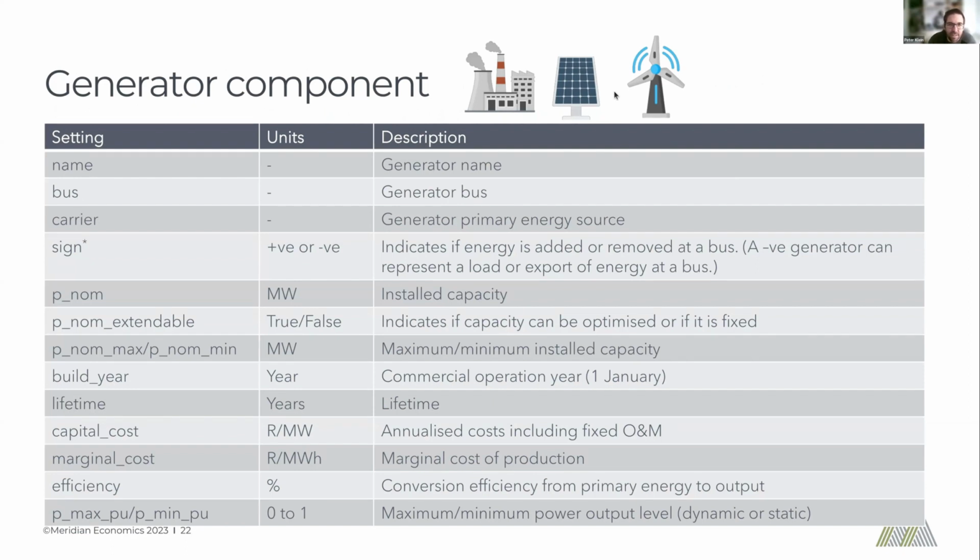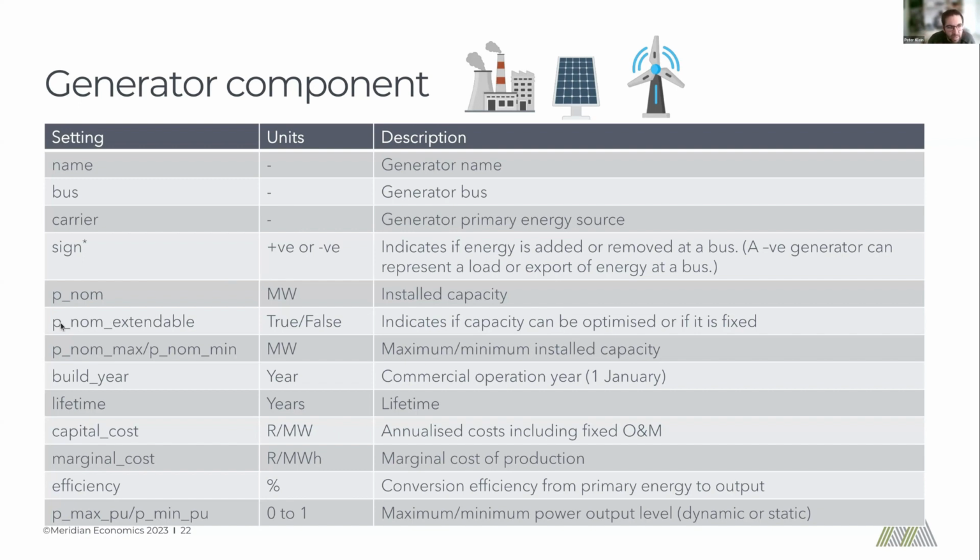So for example, if it's solar, wind, or coal, you have a sign. So positive means that it's a generator at a bus. Negative means that it could be representing a load, for example. Then you have something called P_nom. So P nominal is the installed capacity of that generator. And that tells you really what your maximum power output can be.